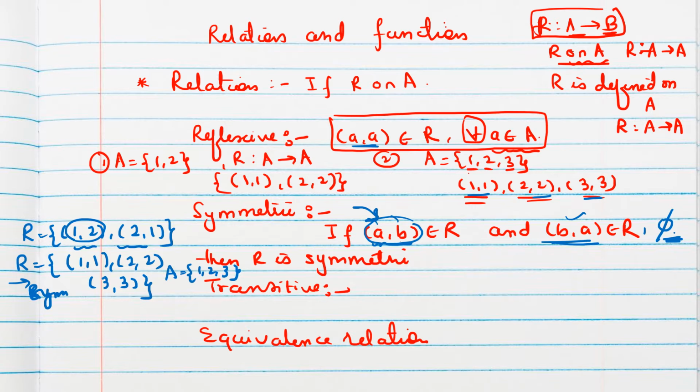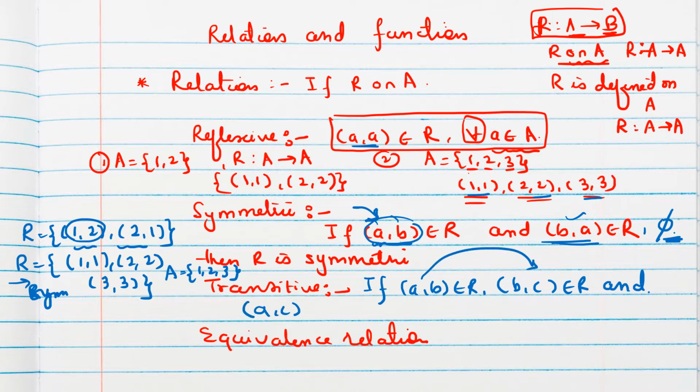Now similarly, transitive also is a conditional statement. If (a, b) belongs to R and (b, c) also belongs to R, then (a, c) belongs to R, we will say the relation is transitive.